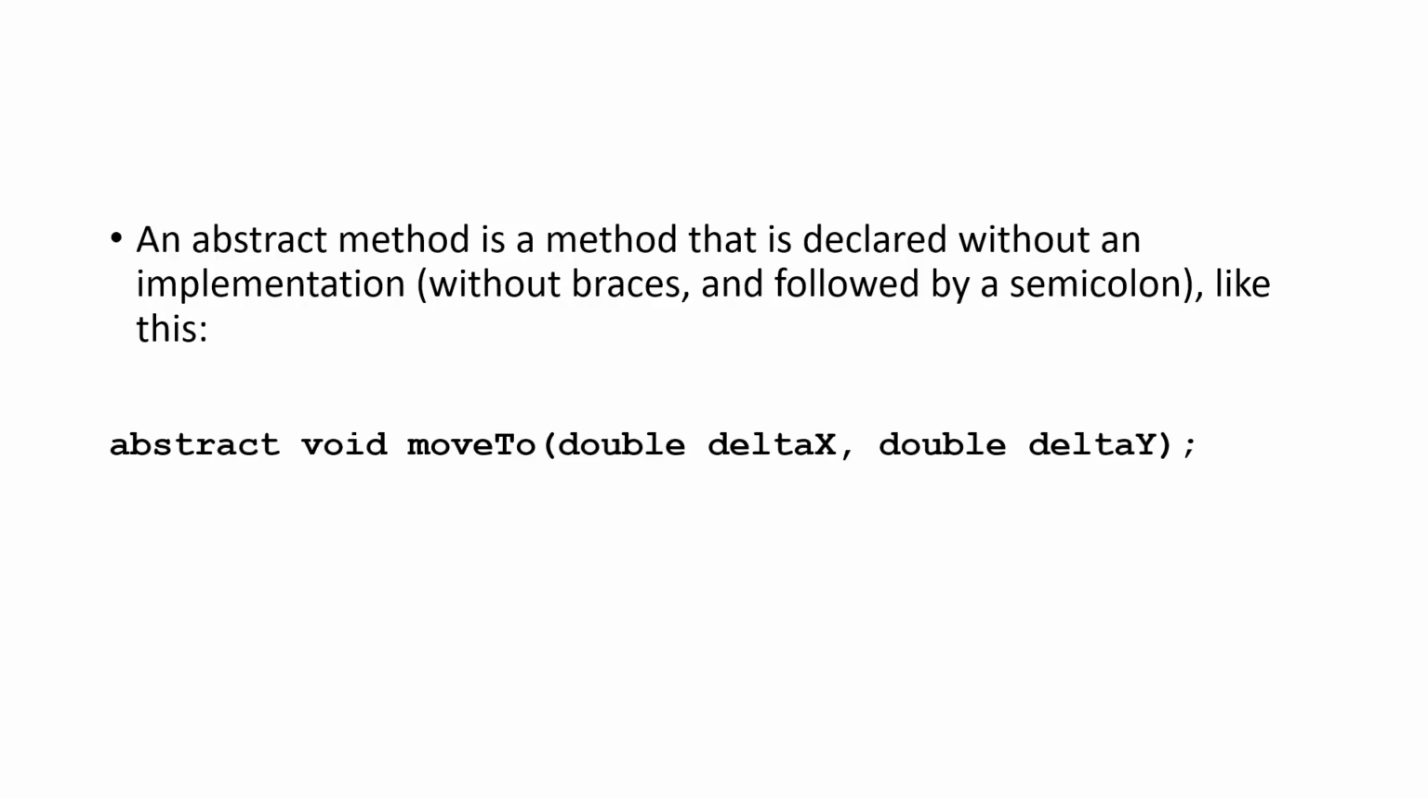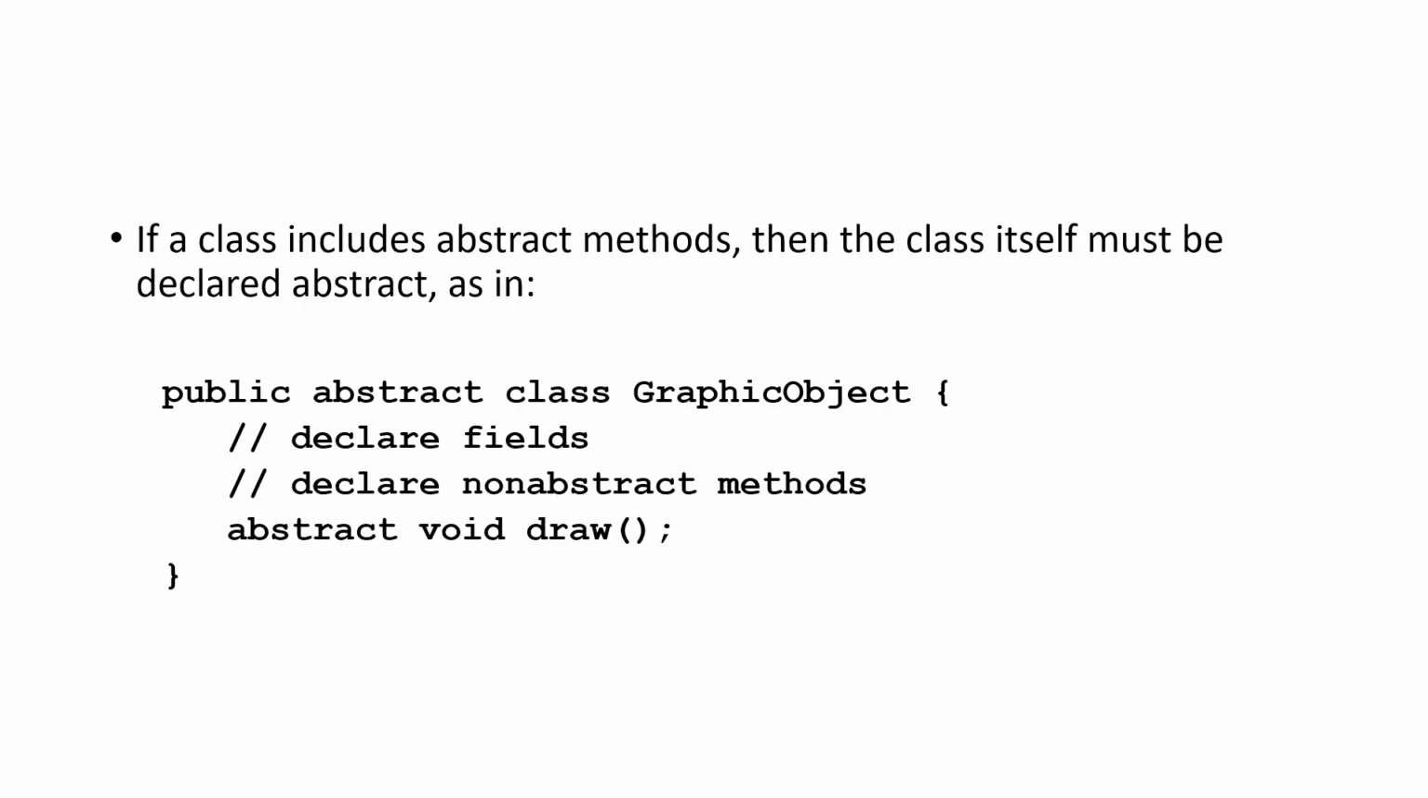And because your abstract class can contain methods which only have their signature and do not have their body or implementation, therefore we cannot create objects of abstract classes. Okay, because those methods have to be implemented first. Those methods have to be overridden and some implementation added. So if a class includes abstract methods, then the class itself must be declared as abstract. If it has abstract methods, then the class must be declared as abstract.